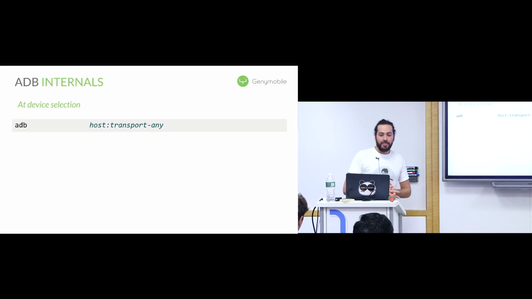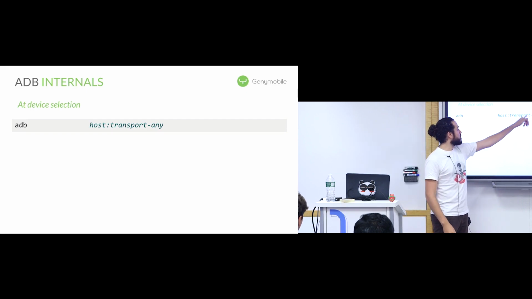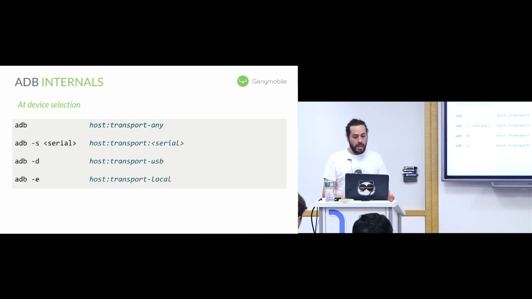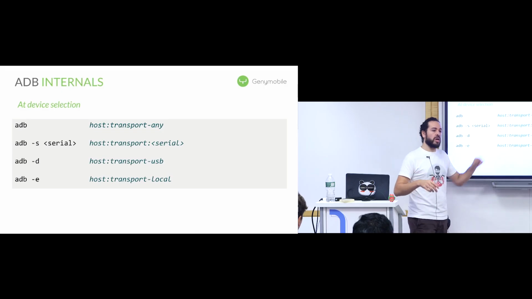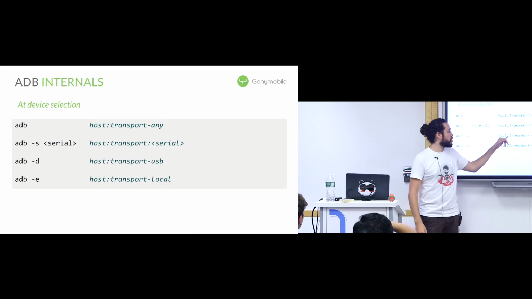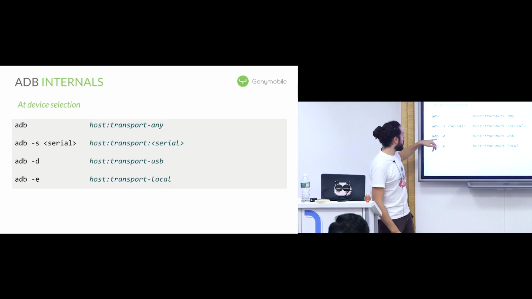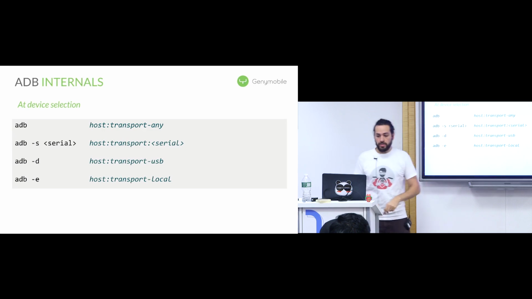Okay, and about the device selection, you've seen that if you target any kind of device, this message is sent: host:transport-any, and you have several. I won't go into too much detail because it's the boring part of the protocol. But just know that if you target a serial, you will have a transport message that is according to this parameter. And do you remember the -d and the -e? You have a dedicated message for that too.